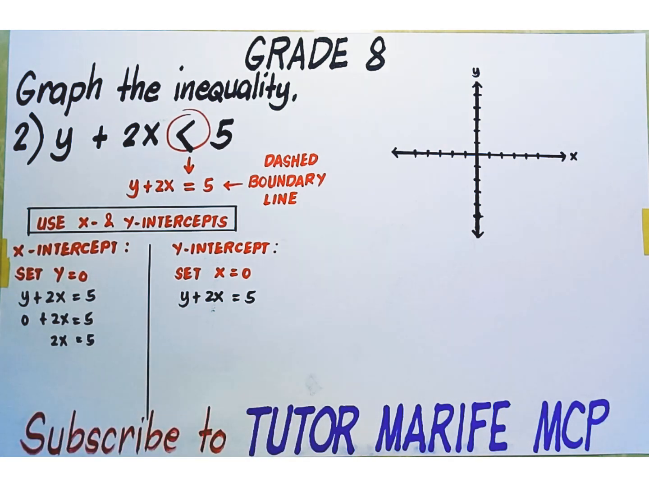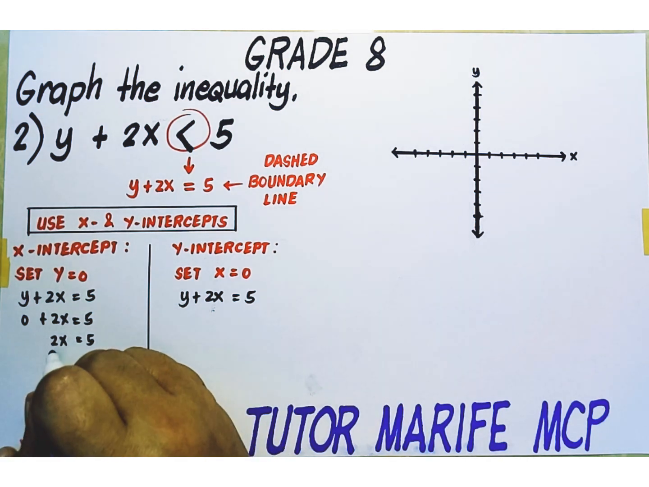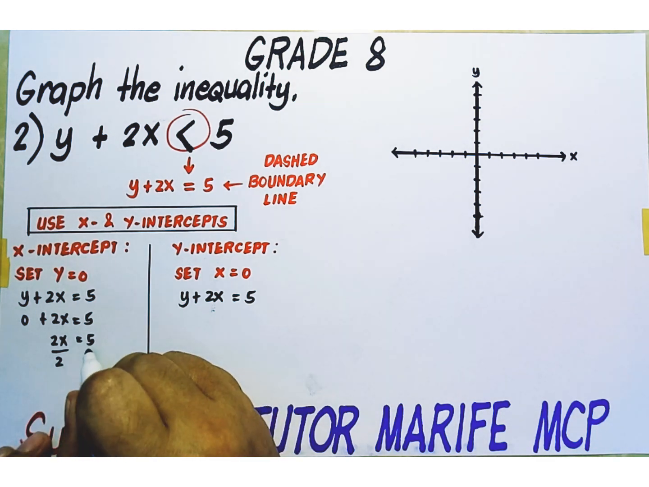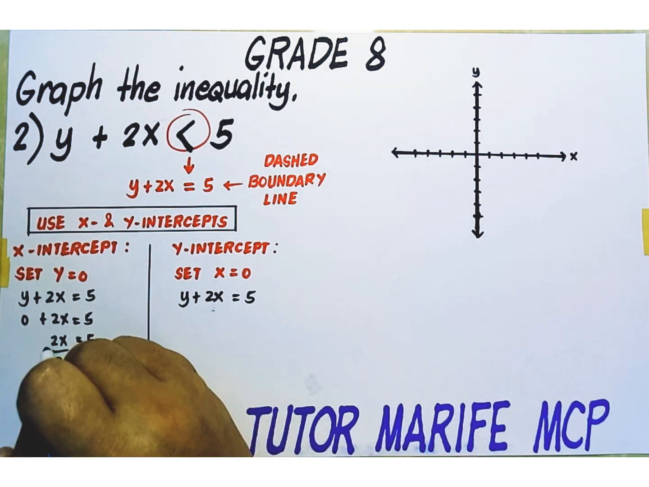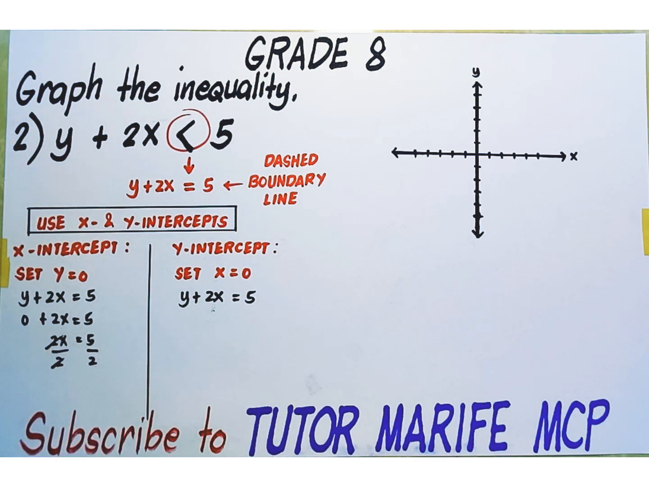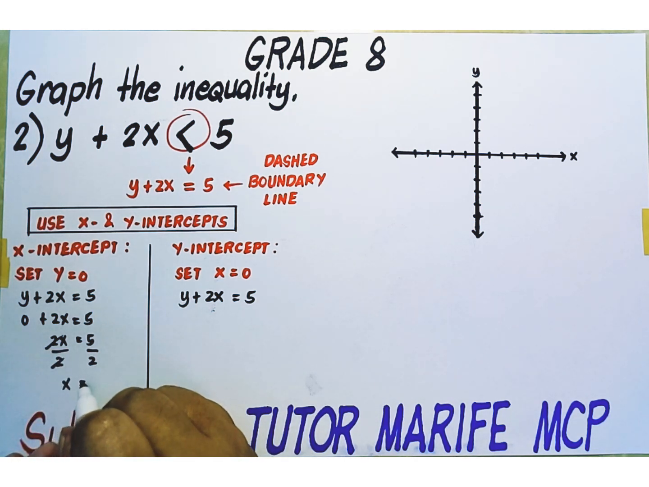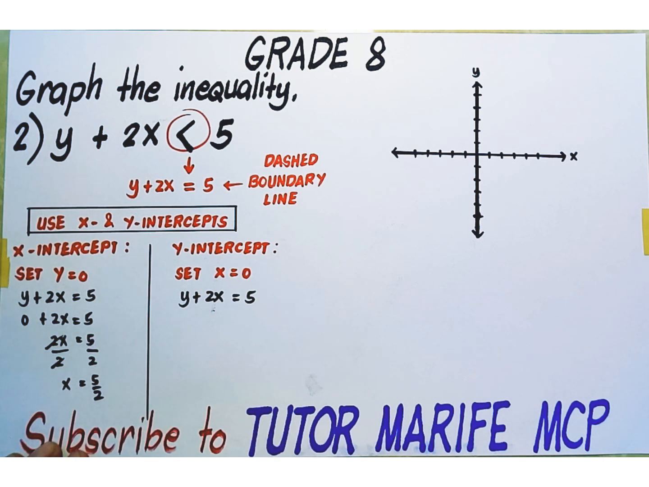To isolate x, let's use the division property of equality. Divide both sides by 2. Left side divided by 2, right side divided by 2. Cancel out 2. X is isolated on the left side. X is equal to 5 over 2. Therefore, our x-intercept is at 5 over 2, 0. The x-coordinate is 5 halves or 2.5. The y-coordinate is 0. Let's solve for the y-intercept.